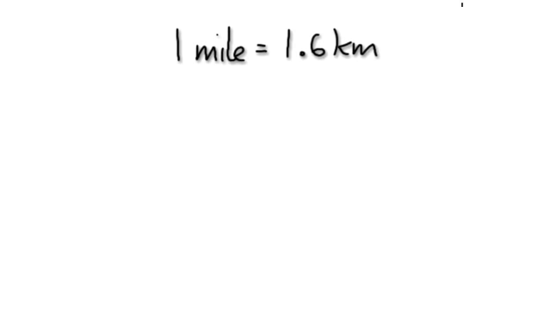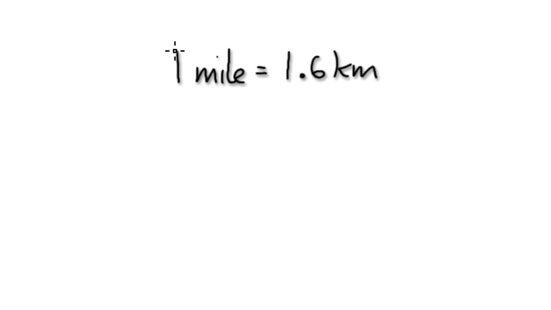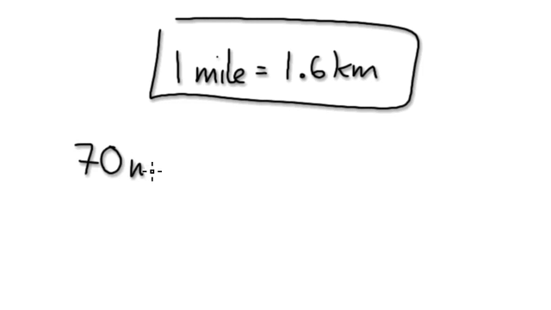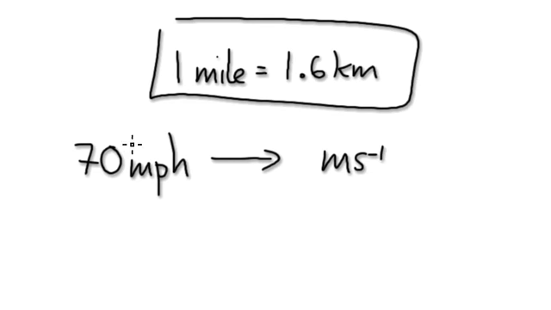In this video, I will show you how to convert from one speed to another. So, given 1 mile equals 1.6 kilometers, how do you convert 70 miles per hour? Let's say I'm driving in my car at 70 miles per hour. What is that in meters per second? Okay, so how do you convert from miles per hour into meters per second?